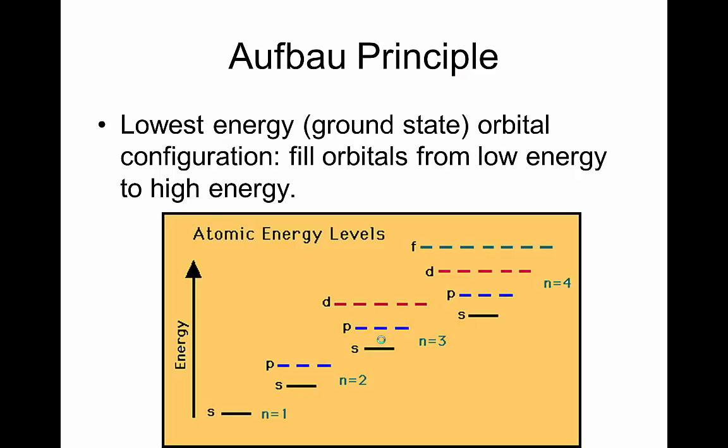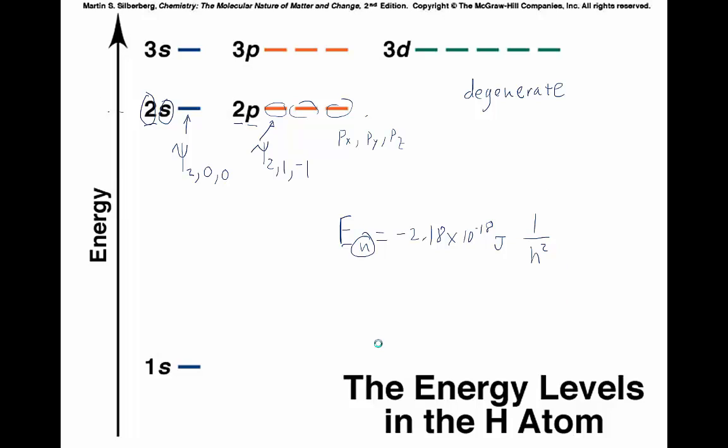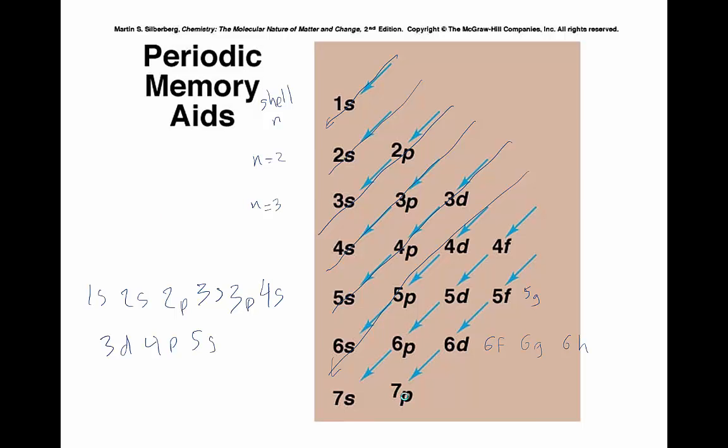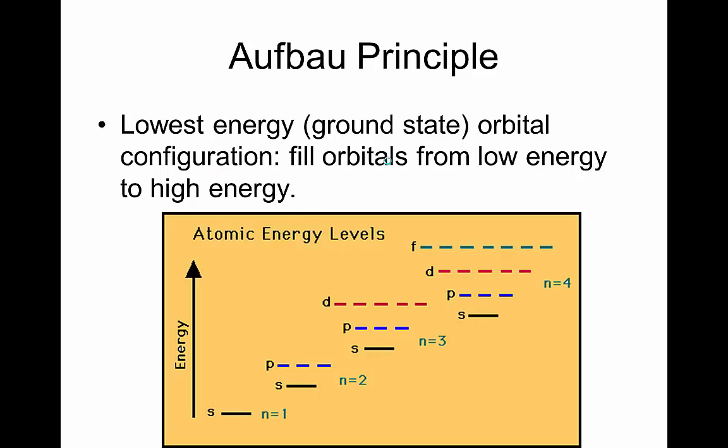Okay, so now we're ready to go back to our rules here, and we're going to use this orbital approximation. We want to assign electrons to an orbital, and we want to get the ground state, the lowest energy electron configuration, and we need to use these three rules. So I need to tell you now what these three rules are. Here we go. First rule, the Aufbau Principle.